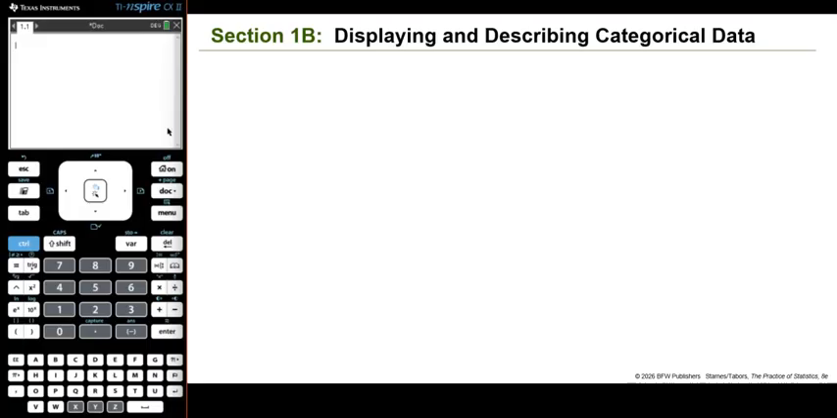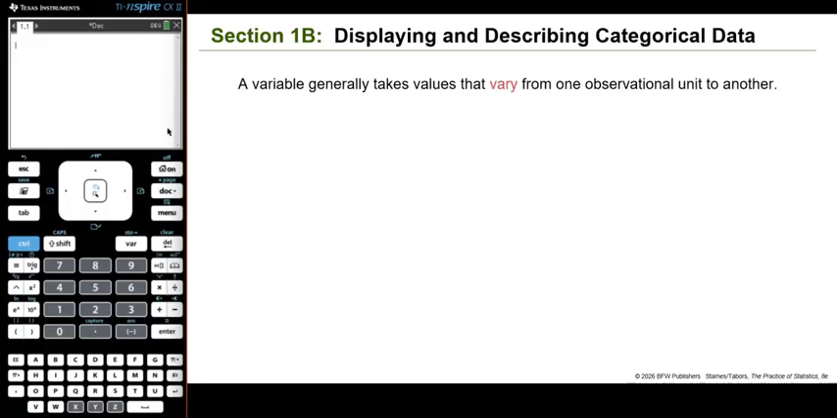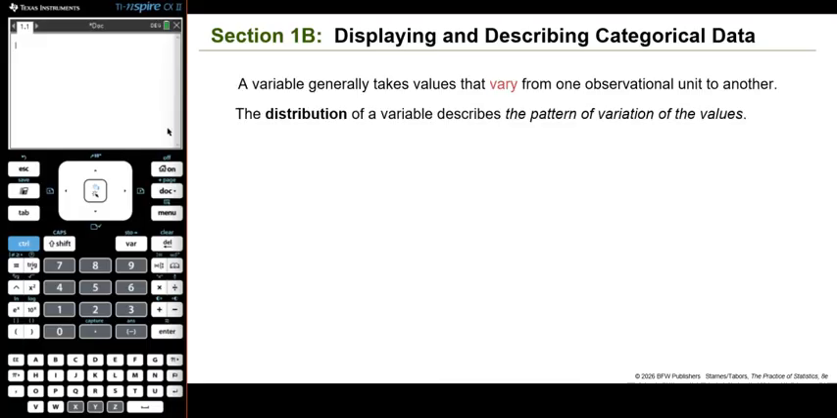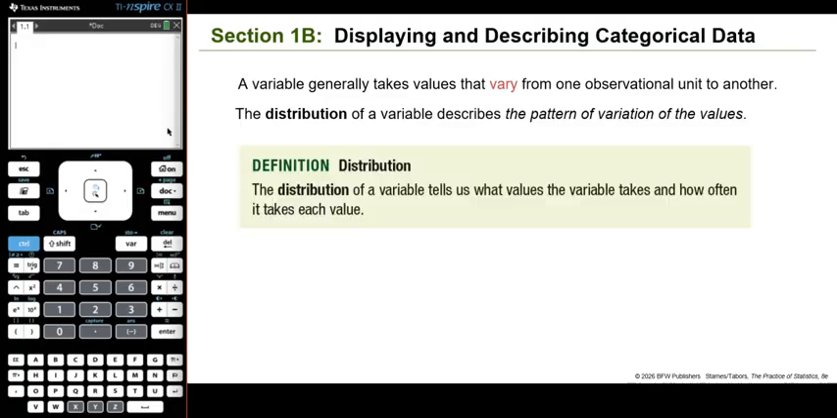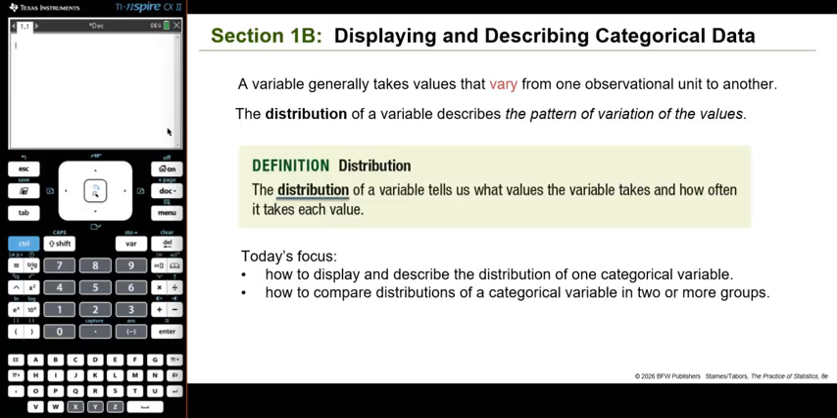Okay, so now we're talking about displaying and describing categorical data. Remember, data can vary. That's what we're describing. That's what we're doing. So the distribution is how that varies. What's the shape of it? Well, all that kind of stuff. So the distribution tells us the values the variable takes on and how often that happens. Okay, today's focus. We're going to do categorical today.